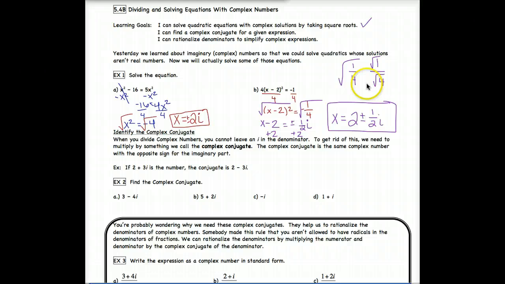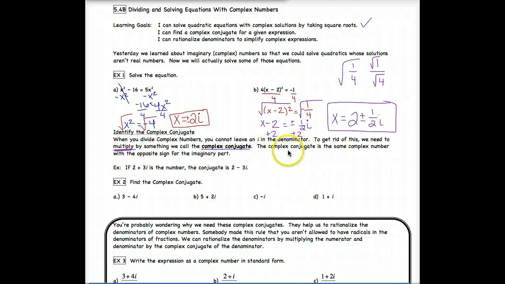The second learning goal is to find a complex conjugate. We've got a little bit of background information on that. You cannot leave an i in the denominator because i stands for the square root of negative 1. Leaving an i in the denominator is the same thing as leaving a radical in the denominator. Just like we had to rationalize when we had radicals in the denominator, we have to rationalize denominators that have i's. To do that, we're going to multiply by something we call the complex conjugate.